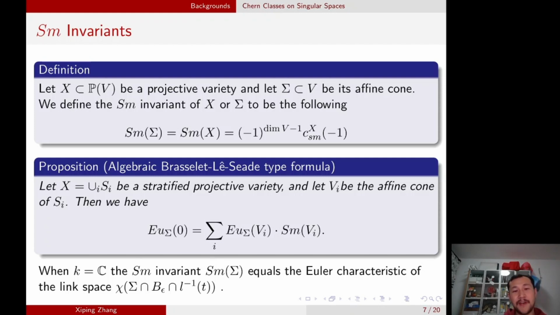So for a stratified projective variety, we take the stratification to be S_i, and let V_i be the affine cones. The local Euler obstruction of the affine cone sigma at 0 equals the weighted sum of the local Euler obstructions of sigma at each stratum, and the weights are given by SM invariants.